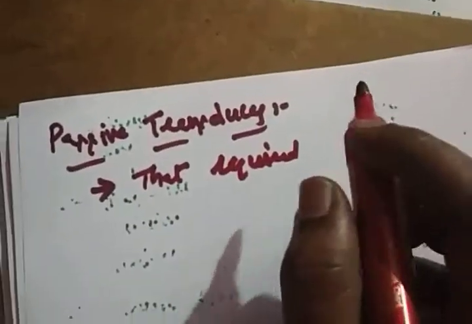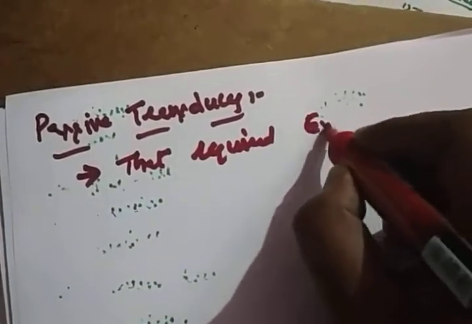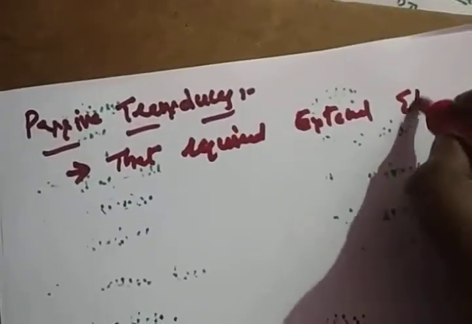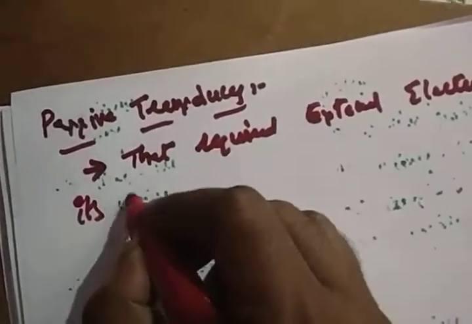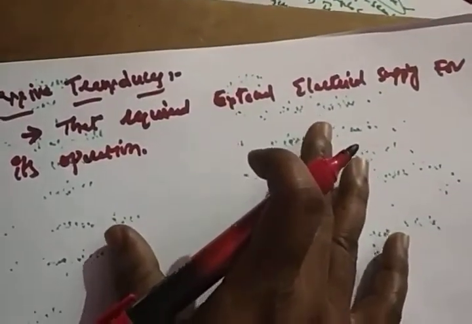So what is a passive transducer? I already explained what a passive transducer is. These are the transducers that require external electrical supply for their operation. This is the basic definition of a passive transducer. It requires external electrical supply for its operation.